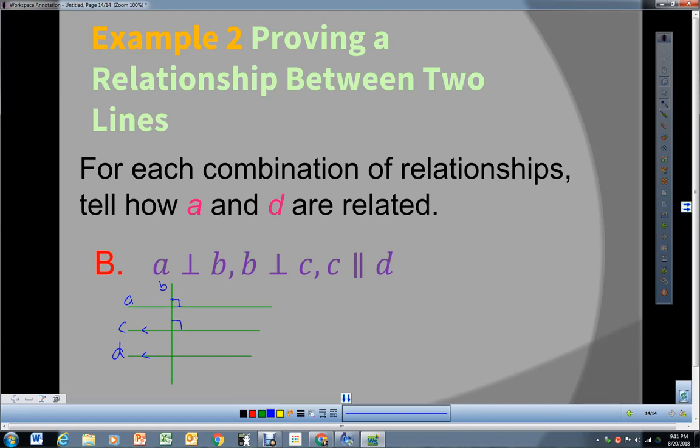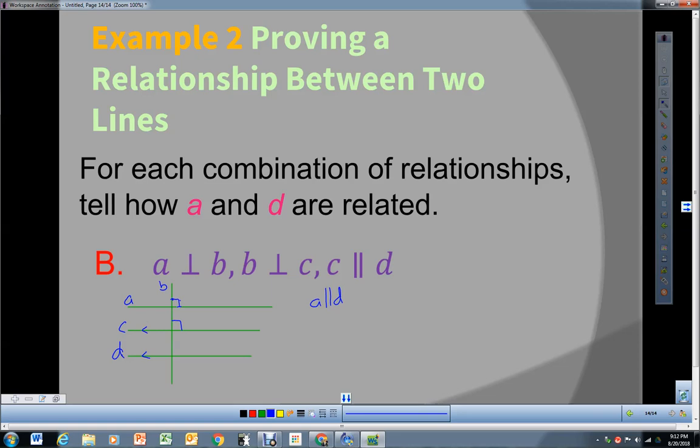All right, so let's look here. We have A perpendicular to B. We have B perpendicular to C. So if they're both perpendicular to the same line, then these would be parallel. That means A and C would be parallel. And since D and C are parallel, if the same line is parallel to the same line, we're going to have all three parallel. So A is once again going to be parallel to D.